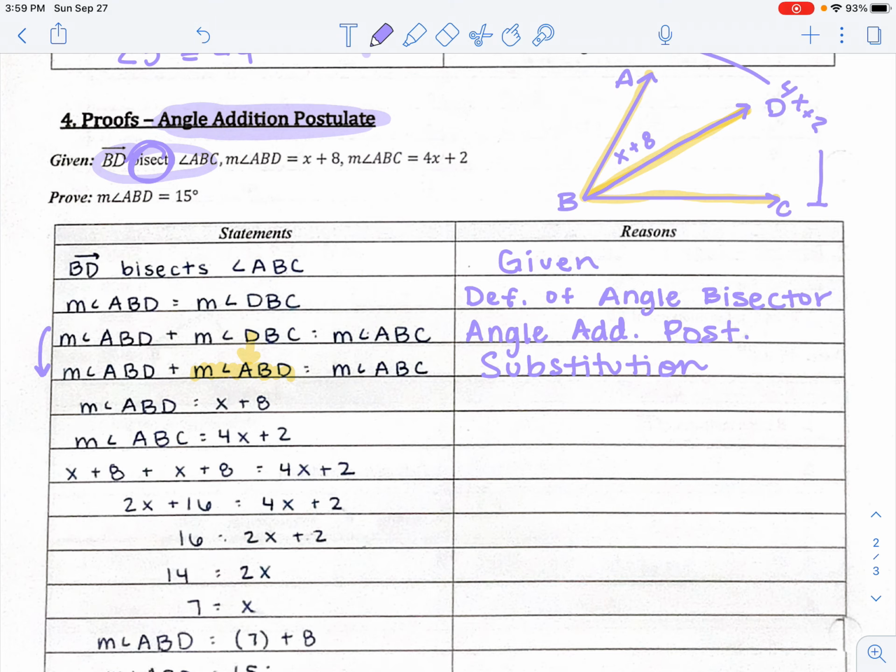Okay. Up next, it says the measurement of angle ABD equals x plus 8. Where did they get that information from? Oh, it was one of our givens. So you notice givens can be later on in the proof as well. All right, next one says the measurement of angle ABC was 4x plus 2. That was also one of our givens.